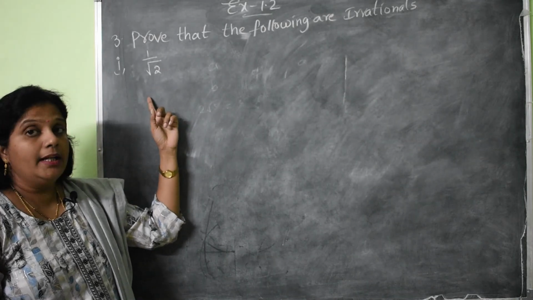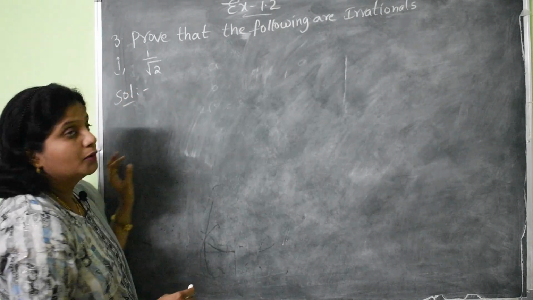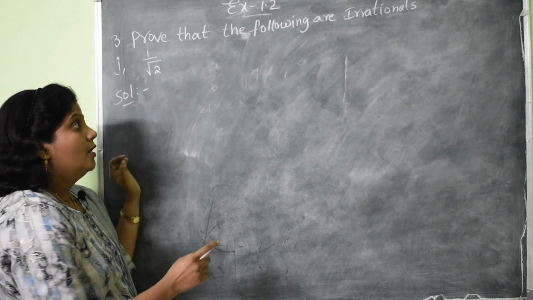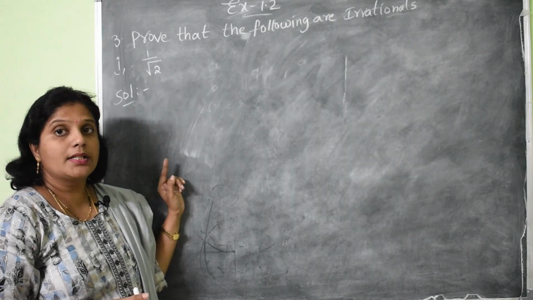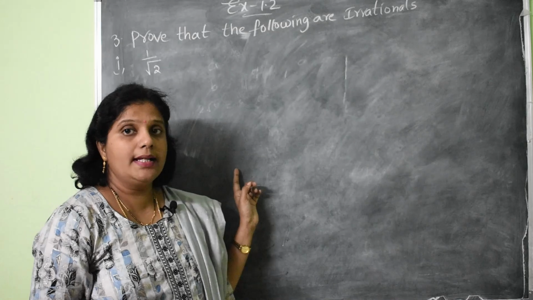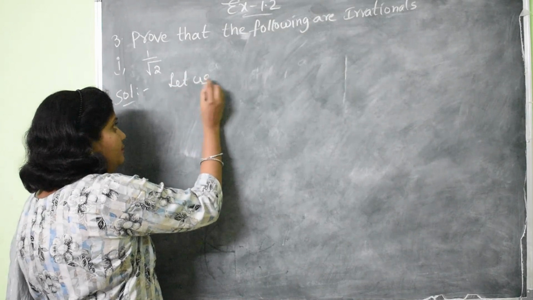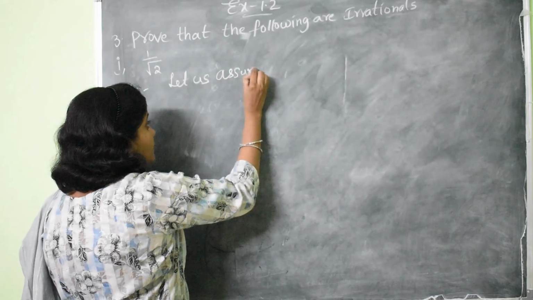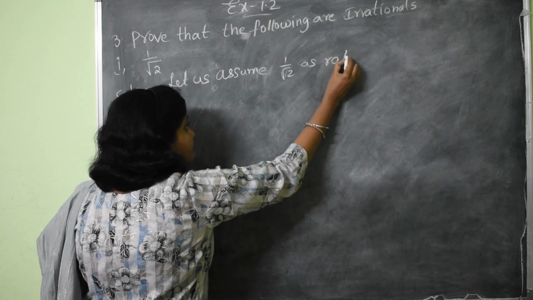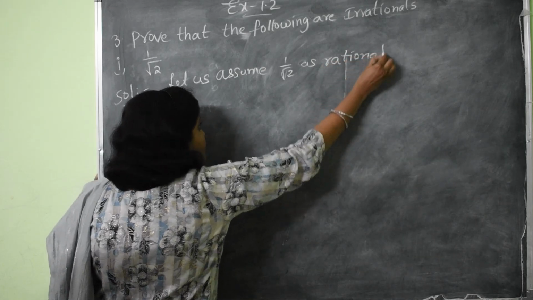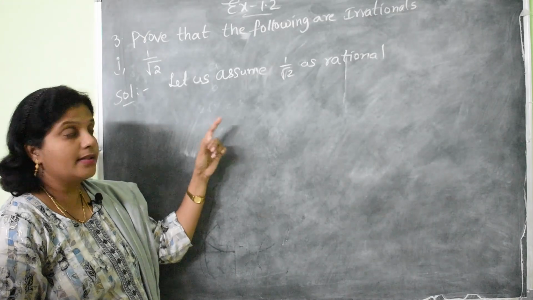What is the question? 1 by root 2. So, let's solve for this. We need to prove that 1 by root 2 is irrational. So, we are assuming contradiction, meaning opposite to the irrational. What is the opposite to irrational? Opposite to irrational is rational. So, let us assume 1 by root 2 as rational. Opposite to irrational is nothing but rational. So, I am assuming 1 by root 2 as rational.